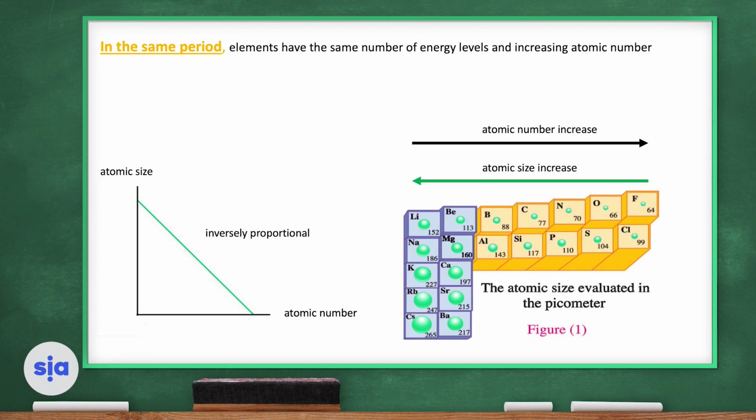In the same period, elements have the same number of energy levels and increasing atomic number. Let's look at this period. Atomic size will increase in this direction from the right to the left, while the atomic number will increase in this direction from the left to the right. Actually, the relation between the atomic size and the atomic number in periods, in rows, is inversely proportional. They are opposite to each other.